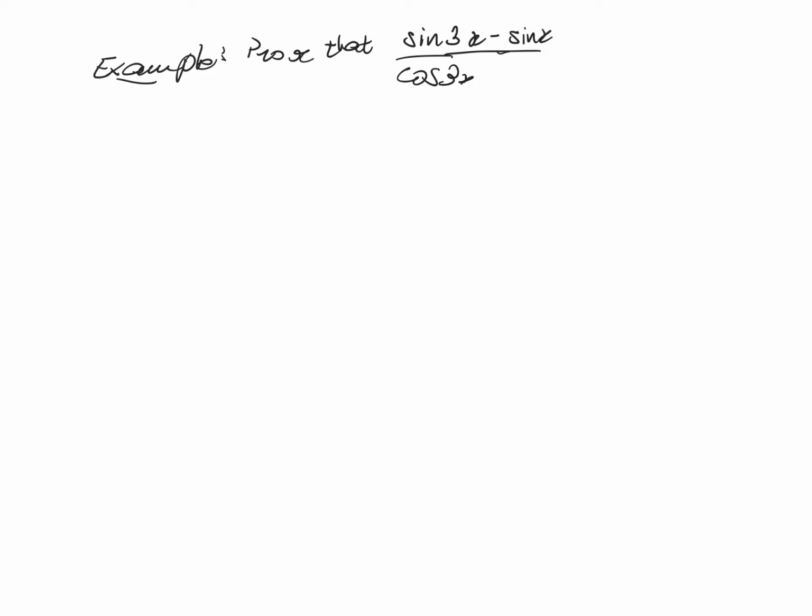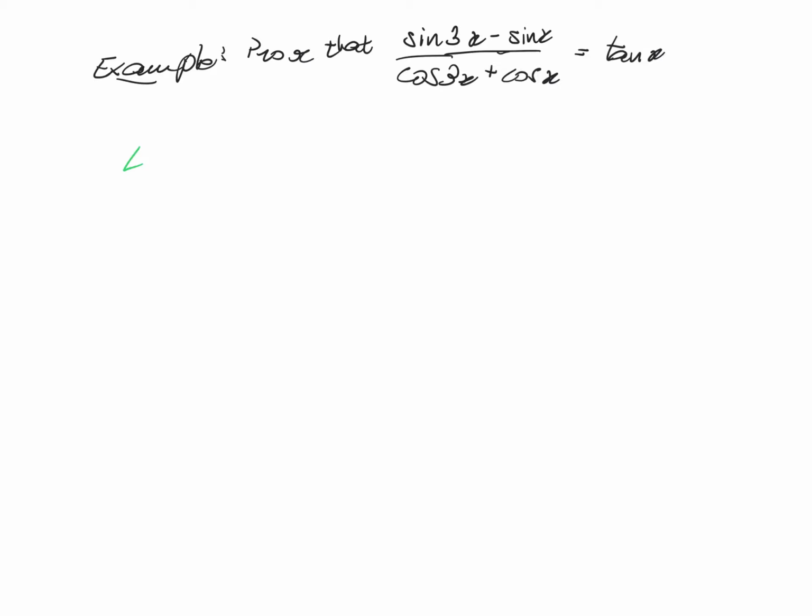Also for this one, a small example. Prove that sine of 3x minus sine of x, divided by cosine 3x plus cosine of x, equals tangent of x. So try this yourself. Pause the video, try to solve this exercise and then come back for the result. The solution is quite simple.